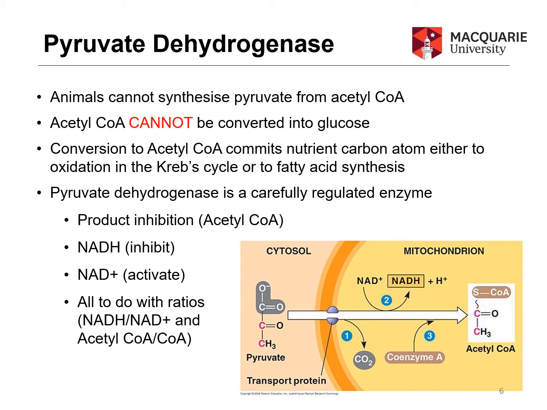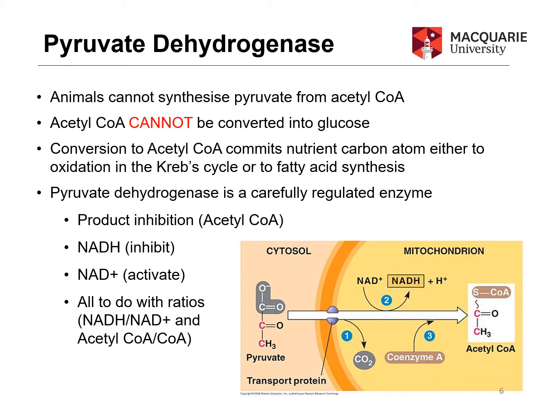We also know that acetyl-CoA can enter the Krebs cycle, which I'll show you in a second, and NADH is produced by the Krebs cycle. So if you've got a lot of NADH, it will also inhibit this reaction. This reaction is activated, however, by the reverse of these. So if you've got the low energy NAD+, which you need to, in a way, give it more energy to make NADH, then this will activate this reaction to make acetyl-CoA.